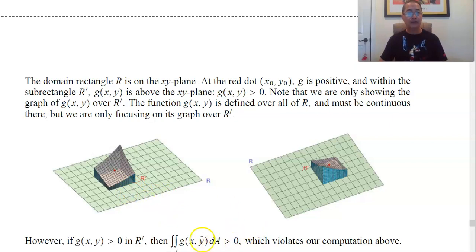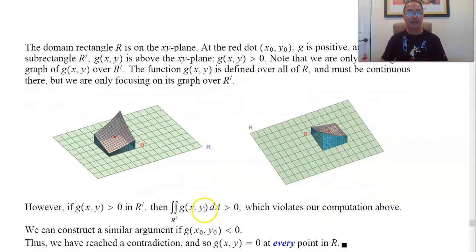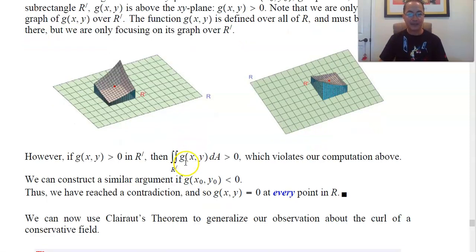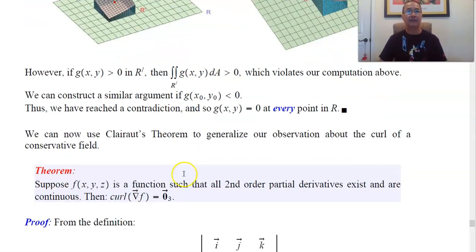It's not possible that your function is positive somewhere inside that rectangle. Otherwise, you'll get a double integral over a smaller rectangle, which will be positive. And of course, a similar reasoning works if your function suddenly becomes negative. No, that is not going to happen. So therefore, your function has to be 0 everywhere on that rectangle. The two mixed partial derivatives have to be exactly the same. So there you go.